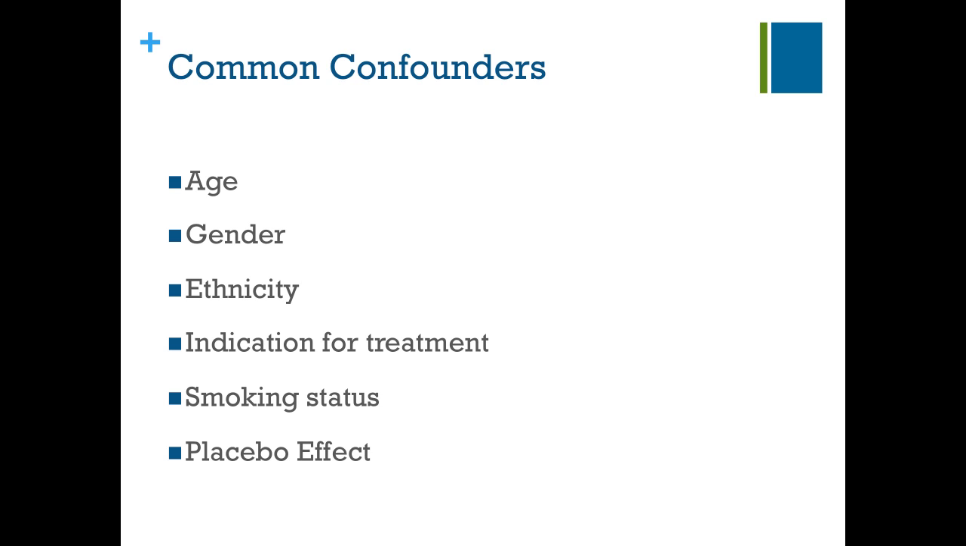Just about anything can be a confounder. Some common ones to look out for are age, gender, ethnicity, indication for treatment, smoking status, and placebo effect. It's important to remember that each set of exposures and outcome will have their own set of possible confounders. If you're planning a study, it's very important to search the literature for similar studies to find possible or even proven confounders before starting. That way, you can plan in ways of dealing with those factors.